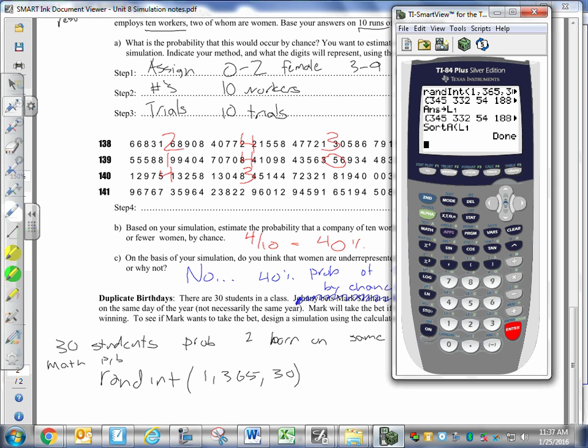Now, ready? Who's still with me? Can we go? Yeah, go ahead. Okay, if you're still with me, go into stat, go into your edits. If you see two numbers that are the same number, that's like having the same birth date. I have two numbers, my first two numbers are 3 and 3. That means two people in my class of 30 have the same birthday.